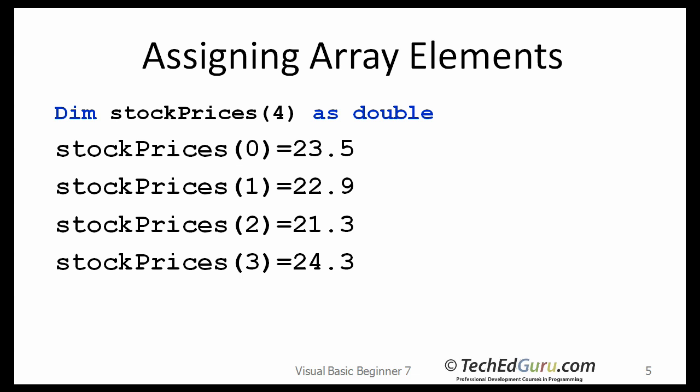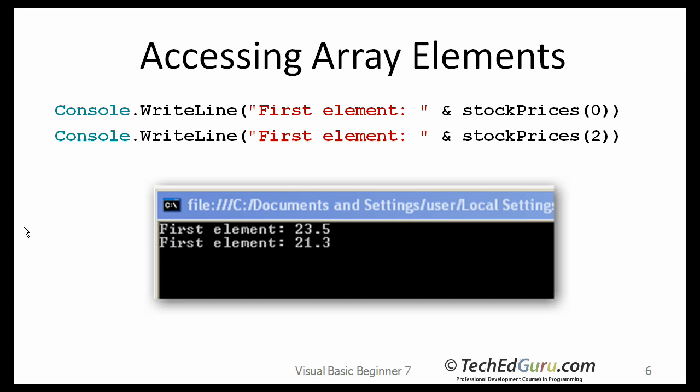In this example, we are creating an array of size 4 and then assigning values to each element. In a real world situation, you will probably read the stock prices from a database or a file. Here we are accessing the first and the third elements of the array. Keep in mind that the first element always has an index of 0 and the last element has an index of size minus 1, in this case 3.